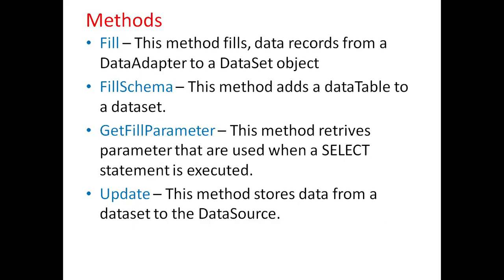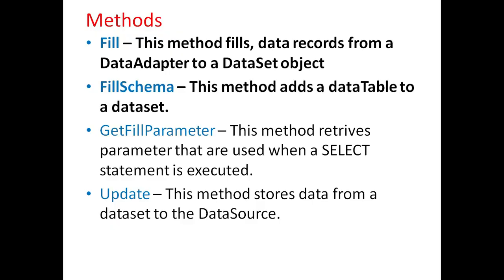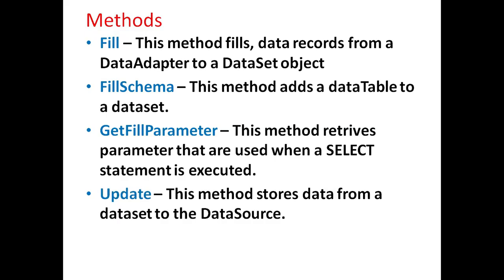The different methods of data adapters are: Fill, which fills the data records from a data adapter into a dataset object. The FillSchema method adds a data table to a dataset. The GetFillParameters method retrieves parameters that are used when a select statement is executed. And the Update method stores the data from a dataset to the data source.